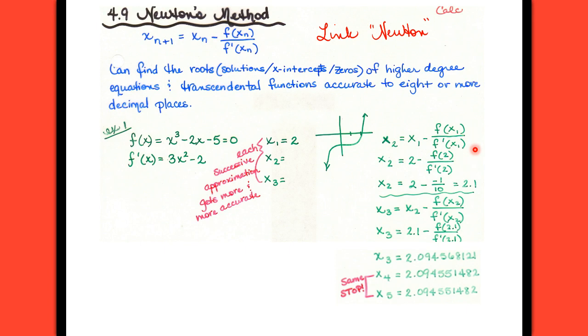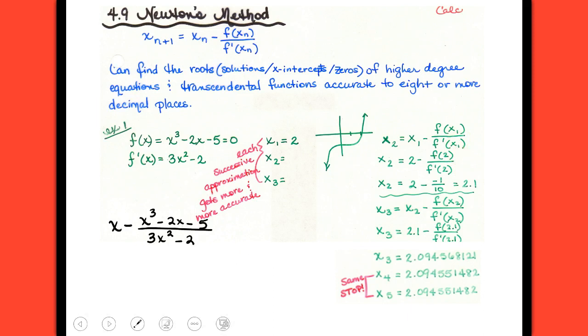We were given that x sub 1 is equal to 2. So let's just put 2 in the place of each x sub 1. So if I did that, it would be x minus my original equation in the numerator and my derivative in the denominator. My original equation was x to the third minus 2x minus 5. So of course its derivative would be 3x squared minus 2. So here's my setup for Newton's method: x minus the original equation divided by the derivative of that equation.